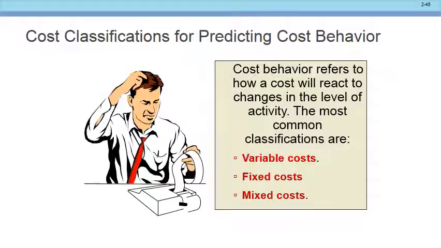What I thought you were going to say when you said a car is like the taxi cab. A taxi cab is a good example of a mixed cost, right? The minute you get in, they charge you some, and then how far you go, they add on to that. That would be another example of a mixed cost. Okay, so we've got these three categories: variable, fixed, and mixed cost.